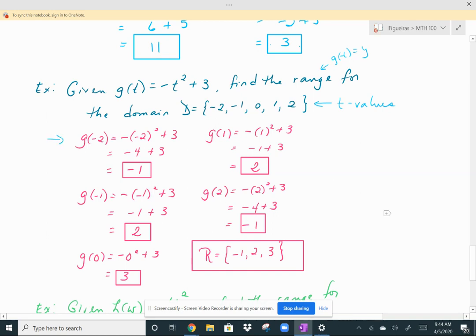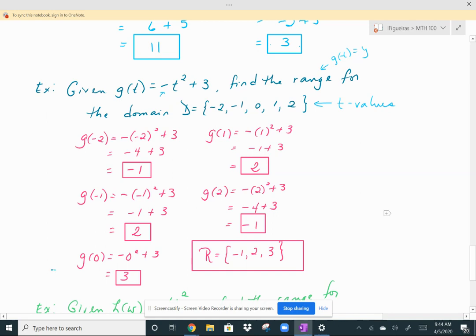And when you do that, remember that you have a negative outside of the t squared, so that has to remain outside of the negative 2 squared. So you get negative 4 plus 3, and your first result is negative 1. Then you plug in negative 1, same idea. The negative stays outside of the negative 1 squared, so you get negative 1 plus 3. The result is 2. Then you plug in 0, and the result is 3.